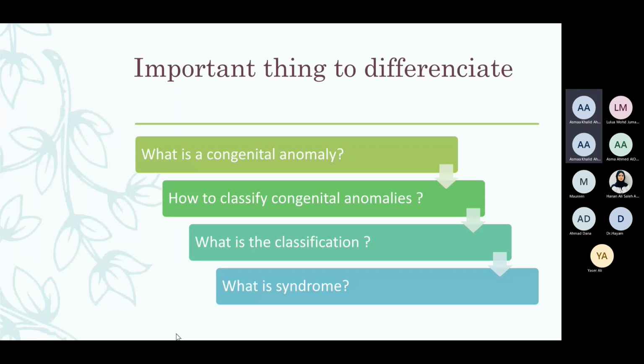Now, an important thing to know: what is a congenital anomaly? This is the first thing. What is the definition of congenital anomaly? How do we classify any congenital anomaly? And then the most important thing is what we call a syndrome. What is a syndrome? And what is the classification for any birth defects in general?